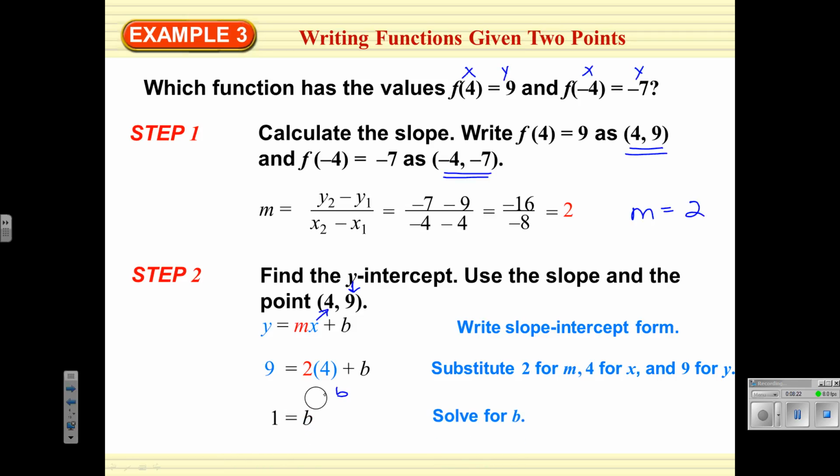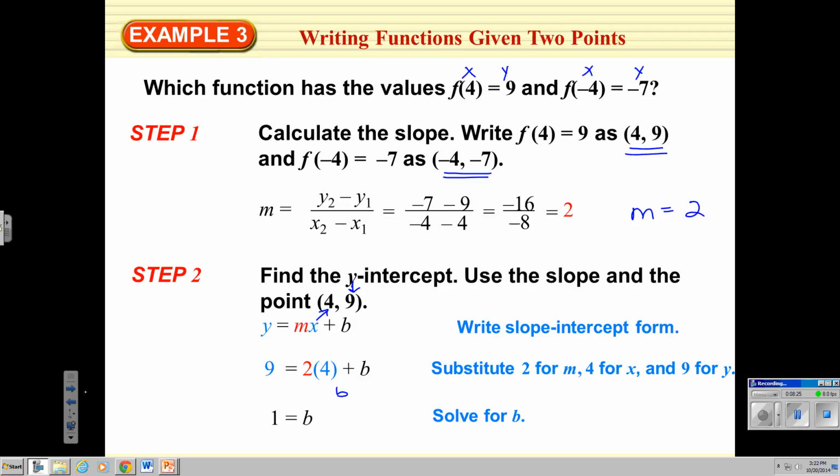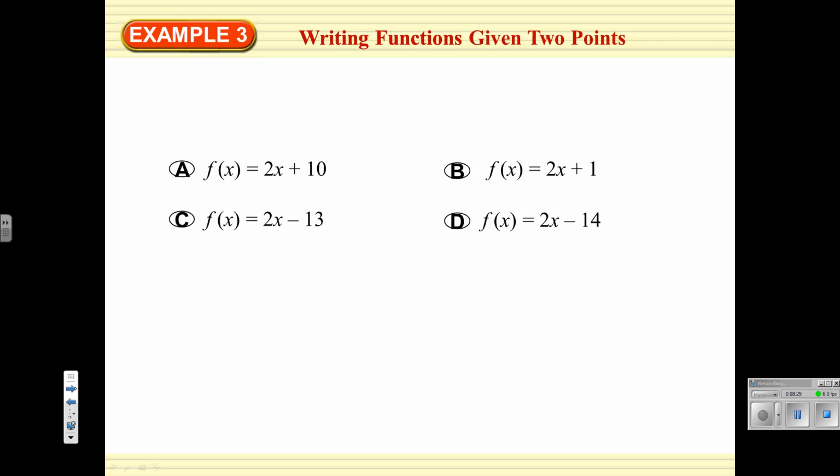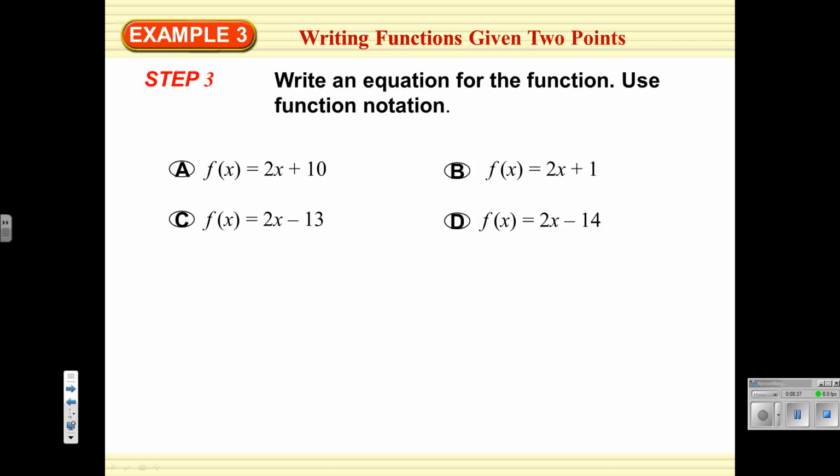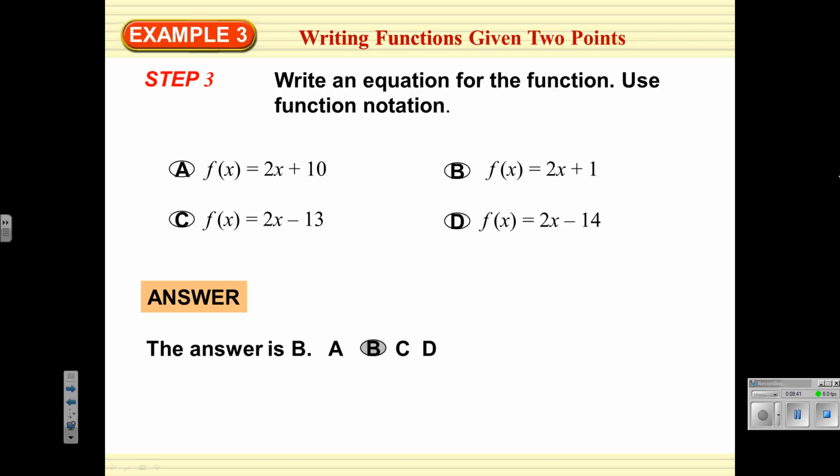So there's my y-intercept. Now I can write my equation because I have my slope of 2 and my y-intercept of 1. So which one would it be? Which one has a slope of 2 and a y-intercept of 1? And that would be B. The correct answer is this one right here. Right there. Slope of 2, y-intercept of 1.